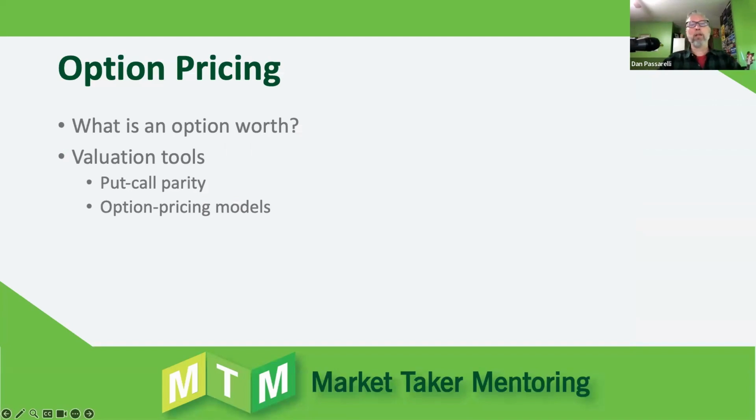So let's jump into this now here. So what is an option worth? Right? Seems like kind of a weird question, probably, right? Like, what does that even mean? What is an option worth? Well, when you buy any other asset or sell any other asset for that matter, you think about what the value of it is. Do you do that with options?